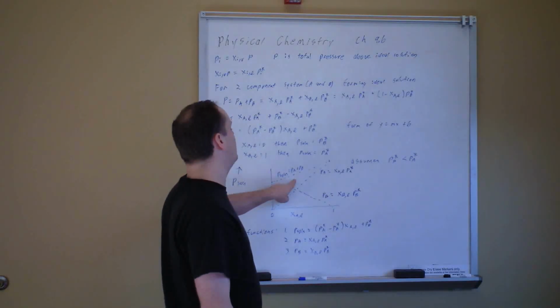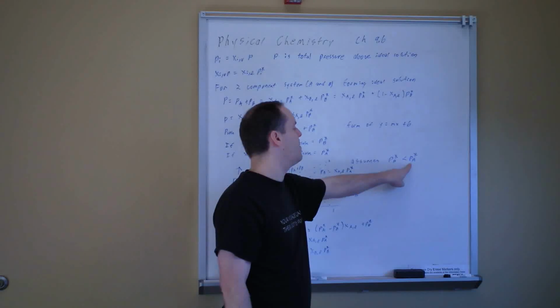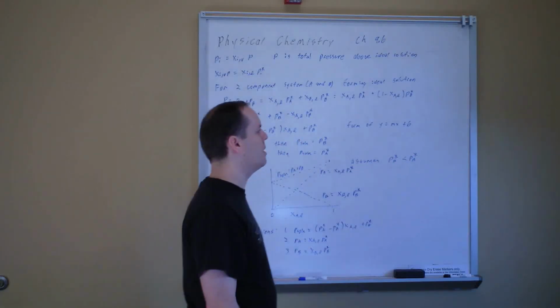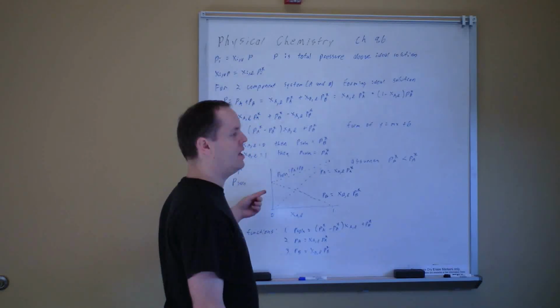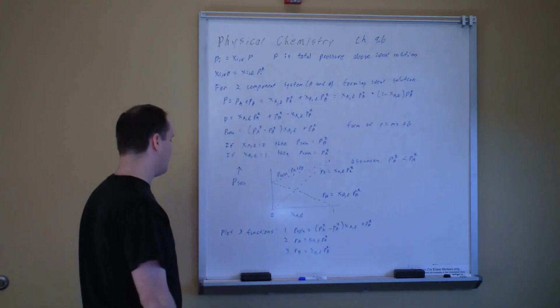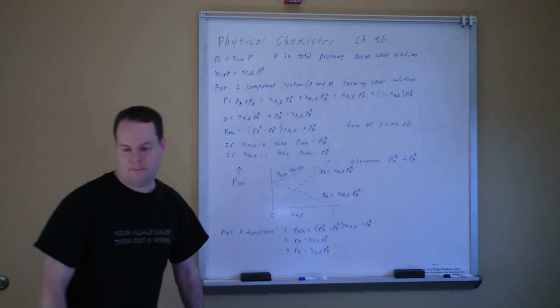Just to make it worth looking at, we've assumed that the pressure of A unmixed is greater than the pressure of B unmixed. That's why this goes up higher than that side. It could have been the other way around, it doesn't matter. So these are the 3 functions that we plotted here, just like I said before.